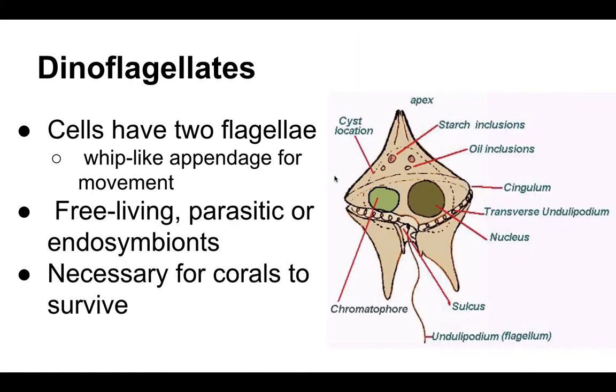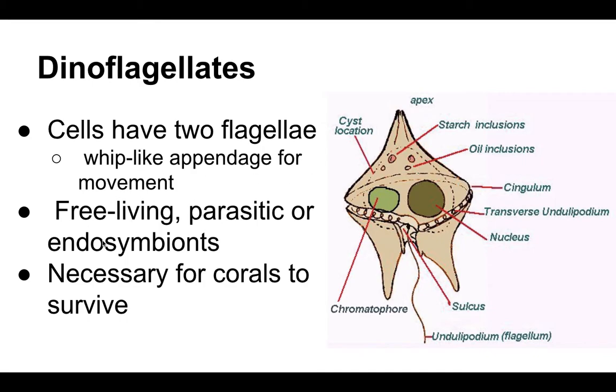A second group that is floating around are called dinoflagellates. They are cells that have two flagella. Flagella are the little structures that act kind of like a tail, but it pushes them along to swim around. So they are capable of movement, whereas diatoms just kind of float there. They are very diverse. They can be free living out in the ocean. They can be parasitic and infect things, or they can be endosymbionts.